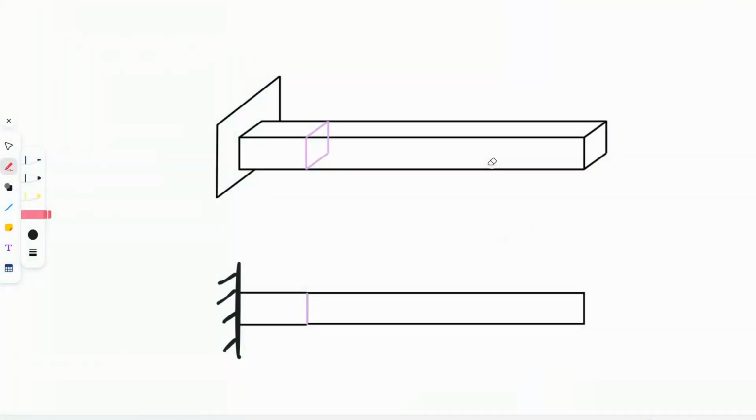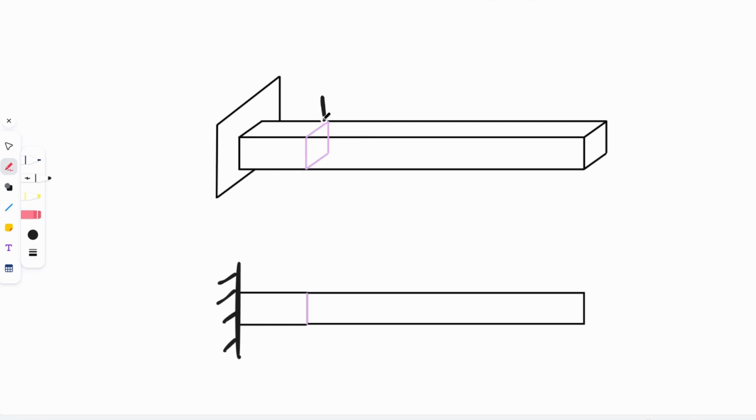So first let us look at what exactly is shear force. So we have a beam over here. On the top we have it in a 3D view, and in the bottom we have a 2D view of the same beam. Now a shear force is any force that acts parallel to the cross section of the beam. So this is the cross section of the beam that I have drawn in pink.